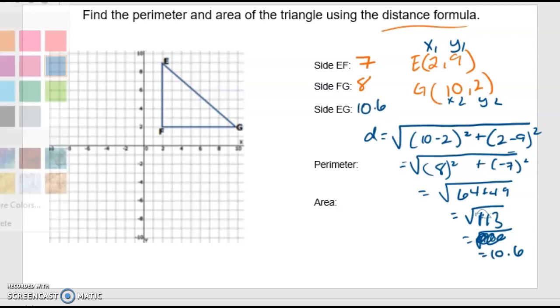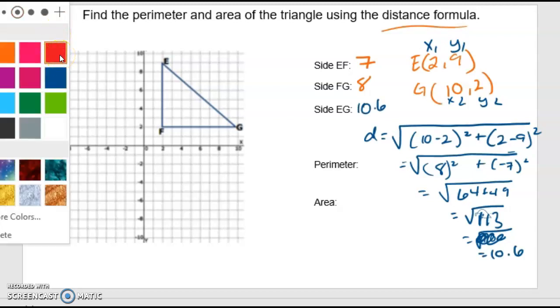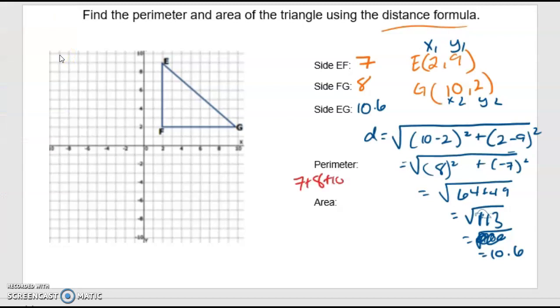So for the perimeter, I add up all my side lengths. So I just add up 7 plus 8 plus 10.6. That'll give me 25.6. And that's my perimeter. Check for units. I don't see any units here, so I'm just going to write units.